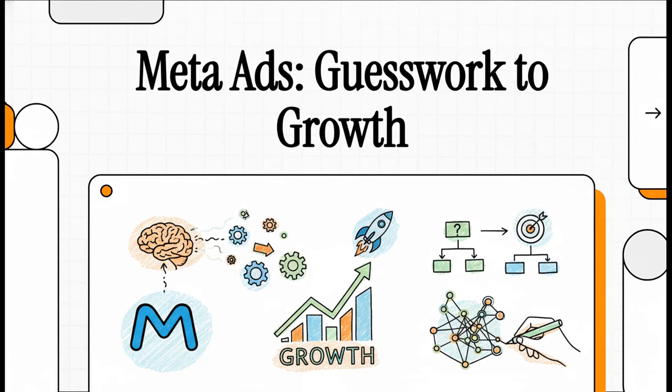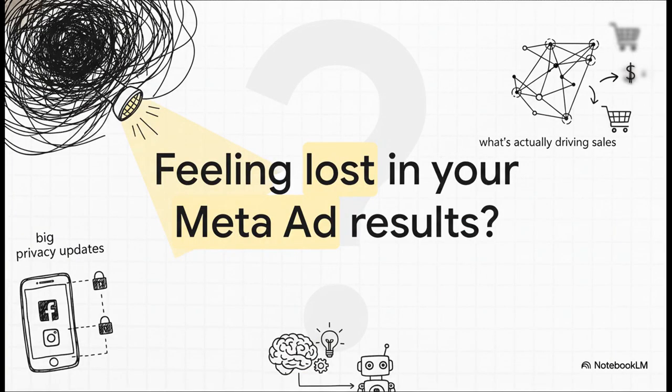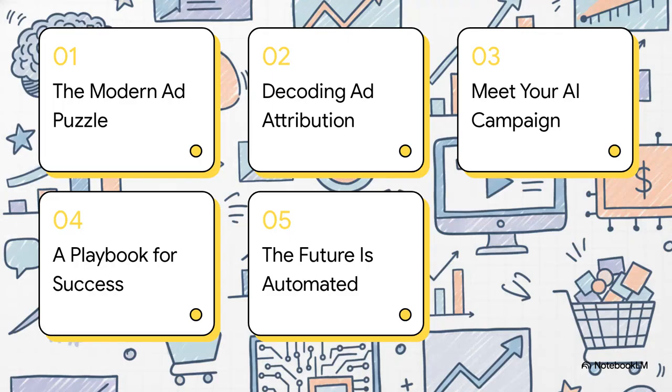All right, let's talk about something that's probably on a lot of your minds: meta ads. We're going to dive into how you can stop all the guesswork and start seeing some real, actual growth from your campaigns. I mean, let's be real. Have you ever stared at your ads manager and just felt completely lost? Especially since all those big privacy updates a few years back. It can feel like you're throwing money into a black box, just hoping for the best, with no real clue what's actually working. But don't worry, we are here to flip the lights on.